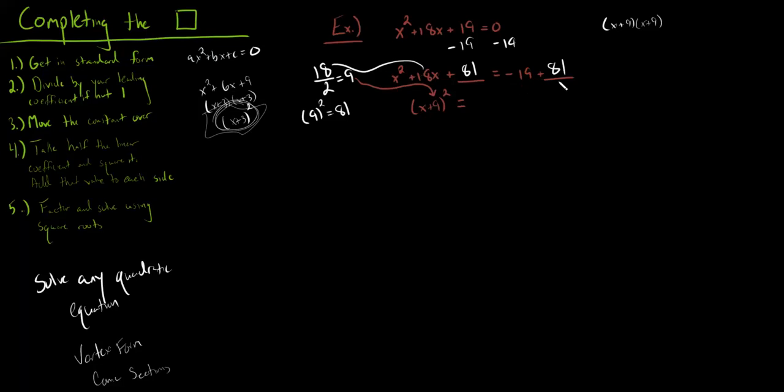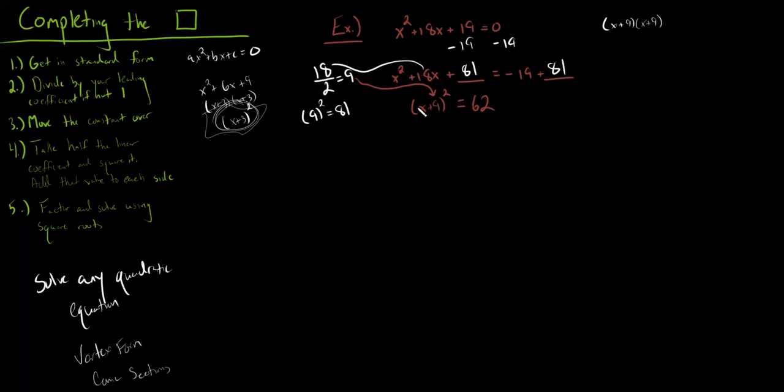And negative 19 plus 81 would get me 62. And now from here, this is actually a problem just like the last video, square roots. So now, once we factored, which was x plus 9 quantity squared, we solve using square roots.